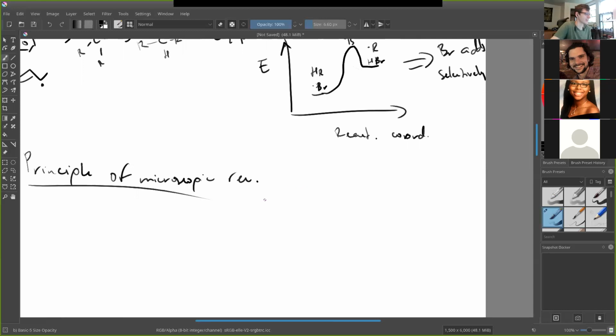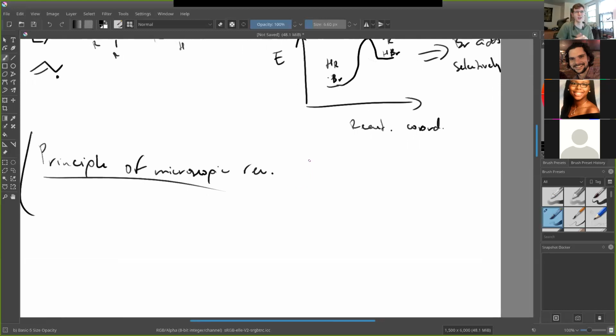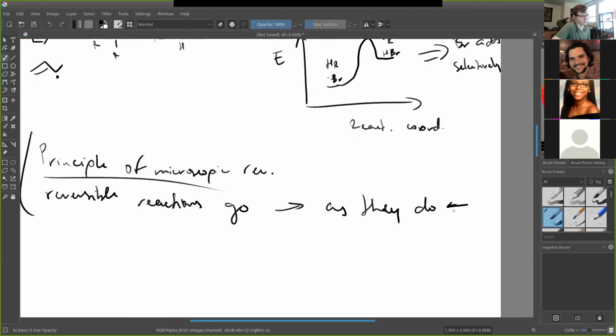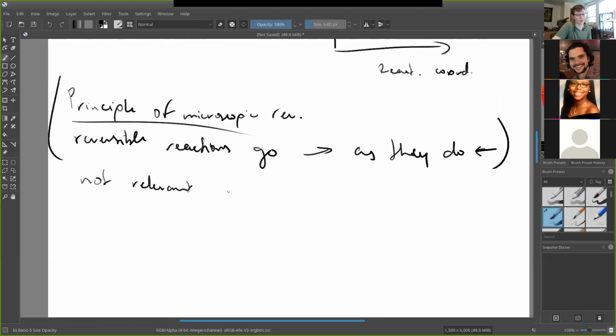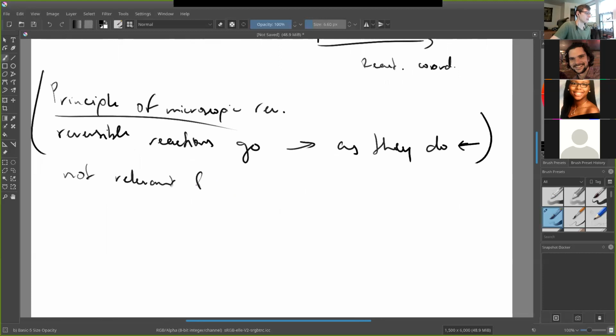So this principle is just saying that if you have a reversible reaction, it goes backwards the same way as it goes forward, or rather, it goes forward the same way as it goes backwards. Either way. So reversible reactions go forward as they do backwards. This is not relevant for free radicals, but it's certainly a good thing to know, and it came up in this discussion about chemical reactions, thermodynamics and kinetics.